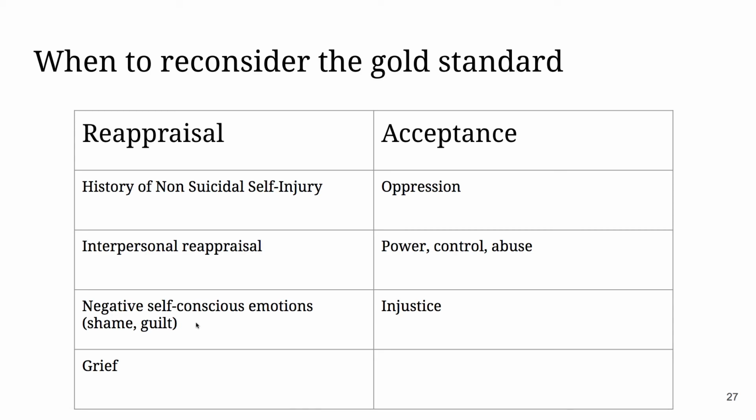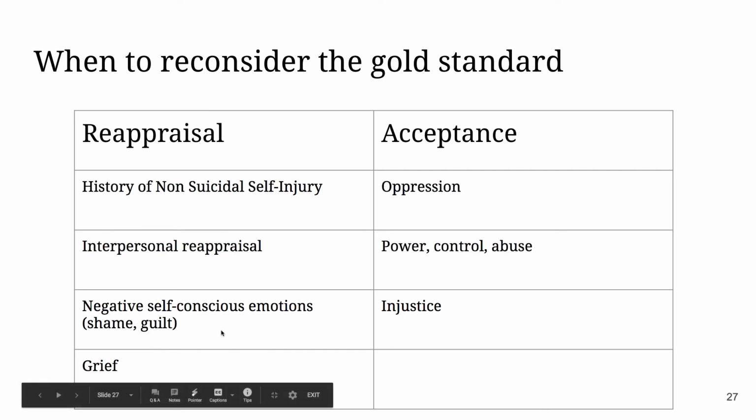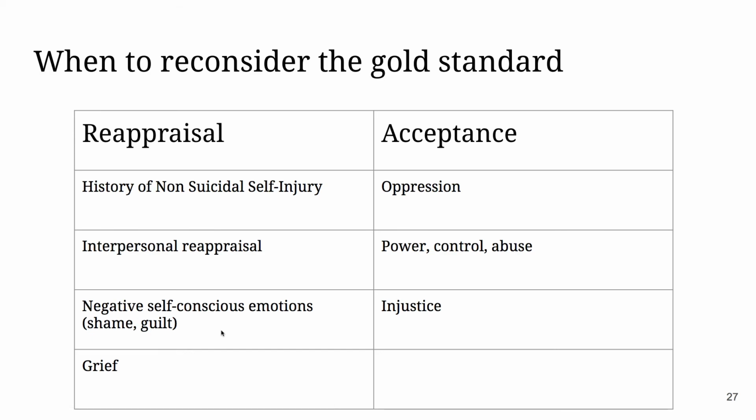And we talked about whether it is always good to downregulate negative emotions. Not always. We have examples with negative self-conscious emotions like shame and guilt. Sometimes it's not good to try to downregulate them through appraisal, because sometimes you really just need to sit with it and ask, what is this feeling telling me? I cheated on a test, and I feel guilty about it. That's telling me something about me. We also talked about grief.